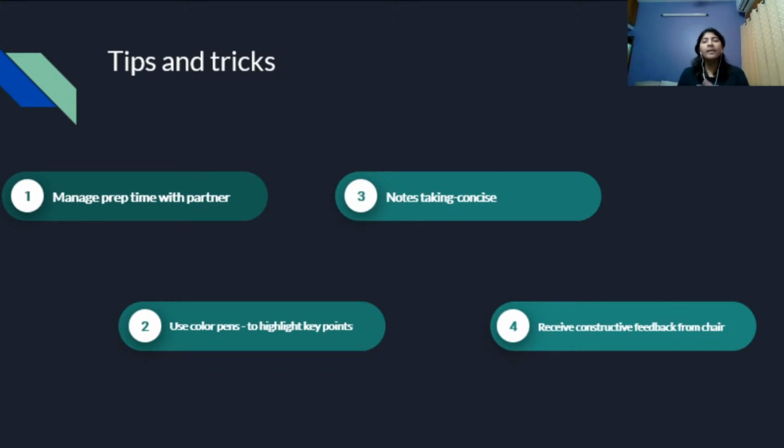Point 3, note taking. So during prep time, a lot of people prefer a different way of taking notes. Some people like writing in paragraphs, some people write bullet points, some people just use flashcards, and some people don't take notes at all, although that's a very rare case. But yeah, that is completely up to you.